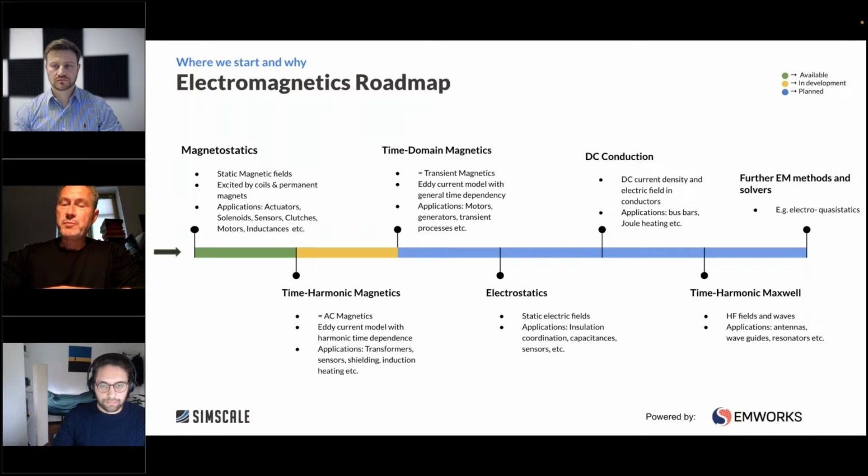The next step on our roadmap will then be also time-dependent magnetics, but generally time-dependent magnetic problems. We call it time domain magnetics, sometimes called transient magnetics. And again, it's the same low frequency approximation of Maxwell equations, which is called the eddy current model, but now with general time dependency. And this solver will be very important for simulating motors, generators, transient processes like switching, and many others.